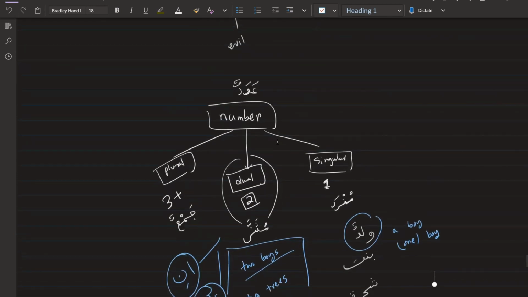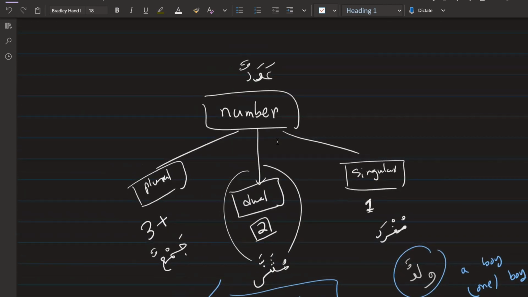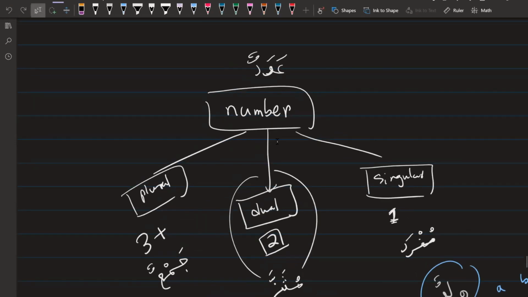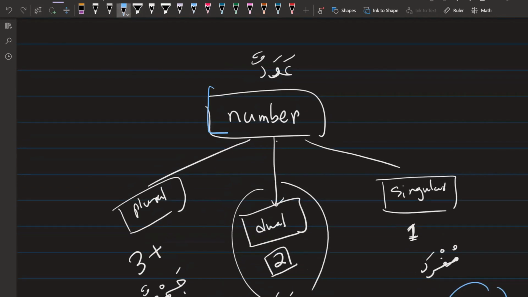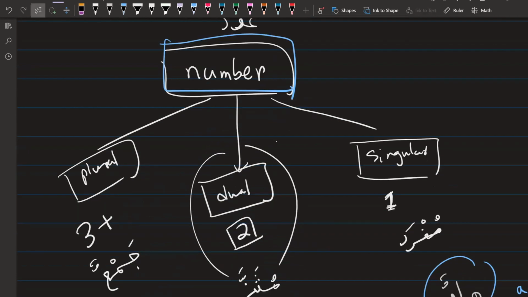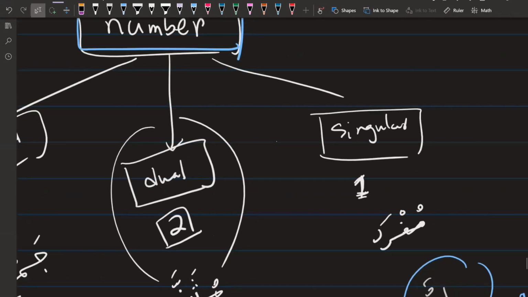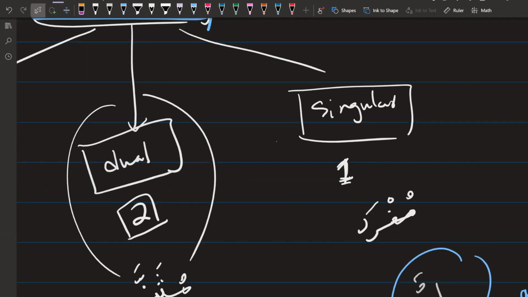So last time we were talking about numbers, right? This is our fourth and final attribute of nouns that we're studying. And we said the numbers in Arabic are categorized in three sets, in three groups. The first one is mufrad, which is your singular, simple, right?